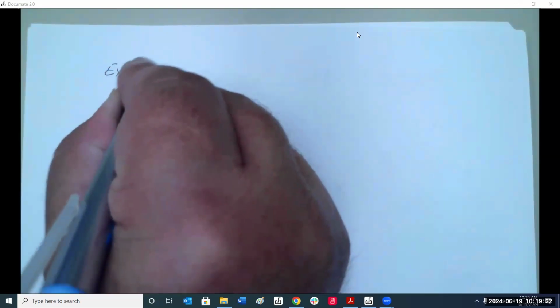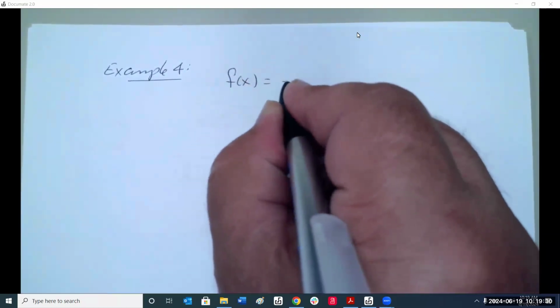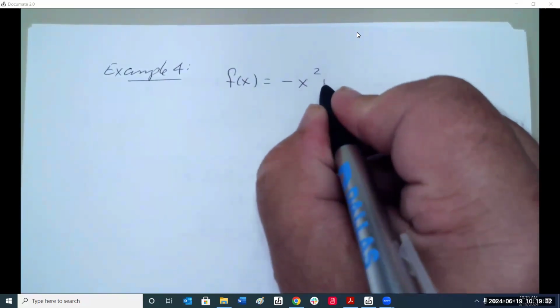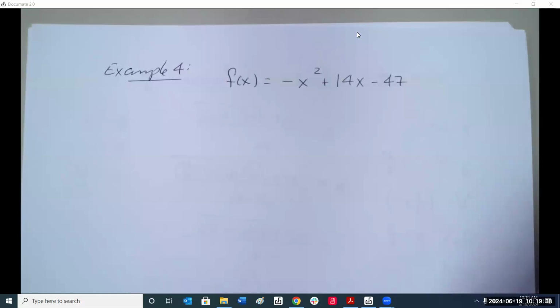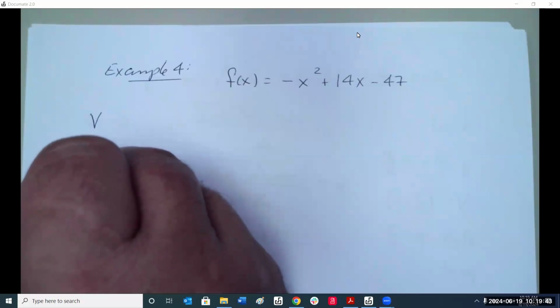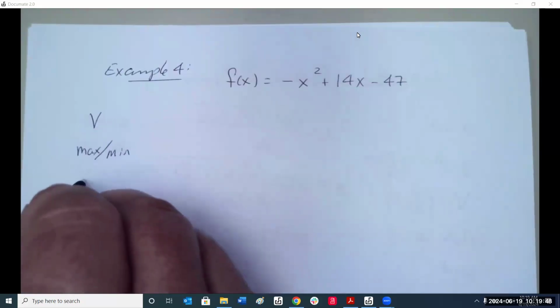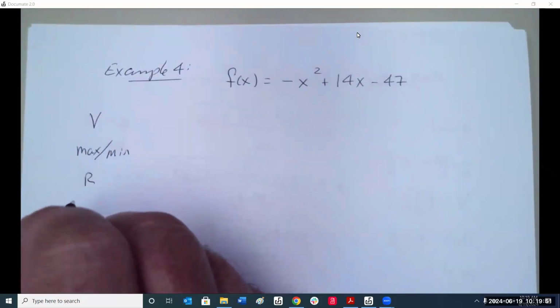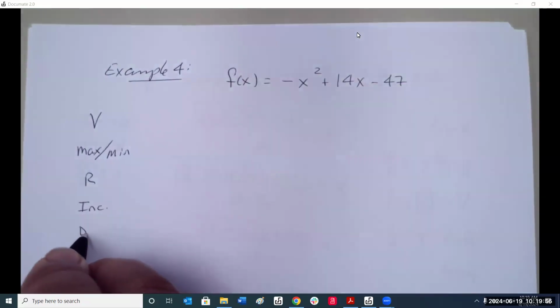Let's look at example 4. For the function f of x equals negative x squared plus 14x minus 47, find the vertex. Is it a max or a min? The range. Where is it increasing? Where is it decreasing?